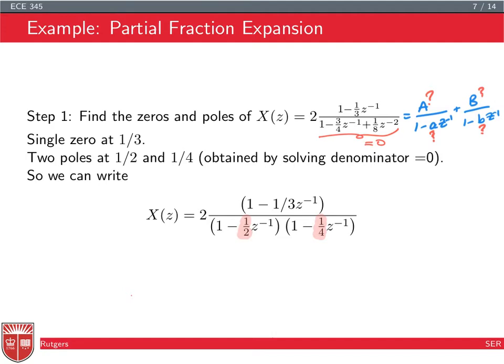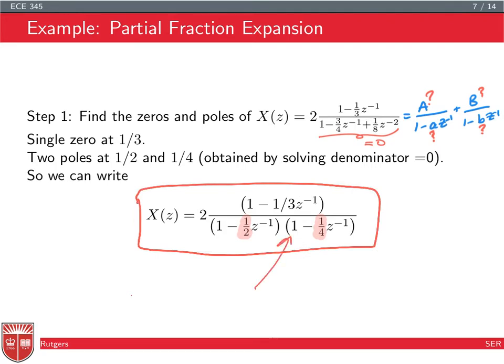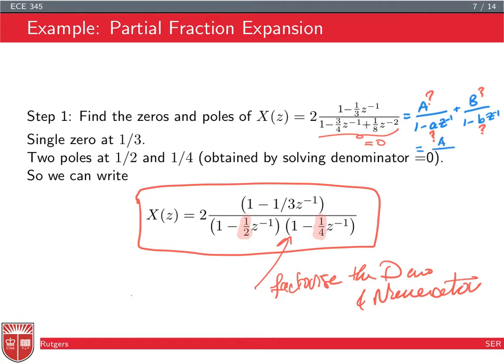So let me highlight this here. The first step is to put it in this form, meaning to factorize the denominator and the numerator. And why do I need to do this? Because once I find this form, I know the values of small a and small b. So now I know that this is equal to capital A divided by 1 minus 1/2 z minus 1, because this is 1/2 here, plus capital B divided by 1 minus 1/4 z minus 1, because 1/4 is here.